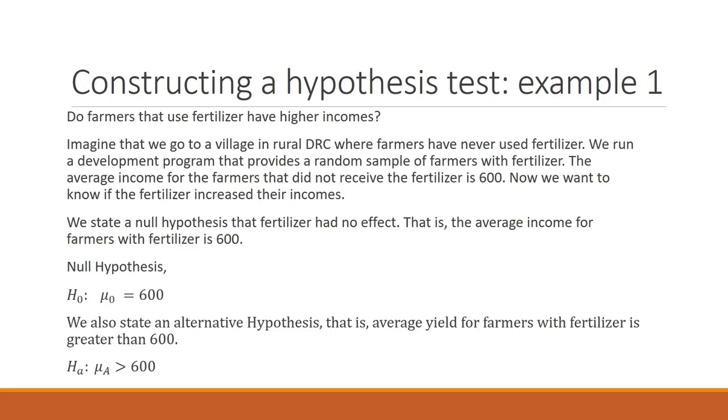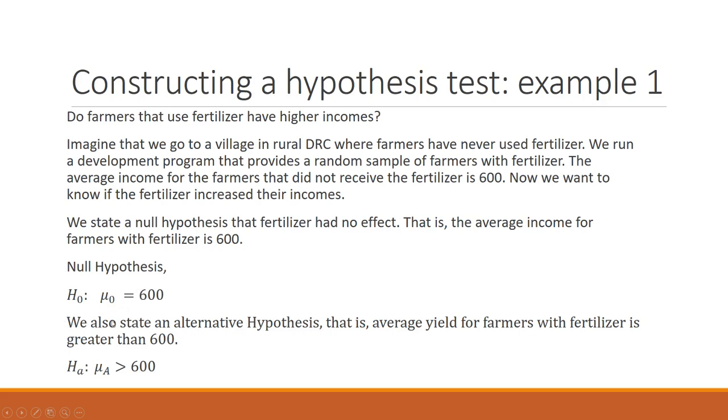All right, so what we do is we say, the average income for farmers with fertilizer is equal to 600. That's our null hypothesis. If the average income for farmers with fertilizer is 600, that would imply that fertilizer had no effect.